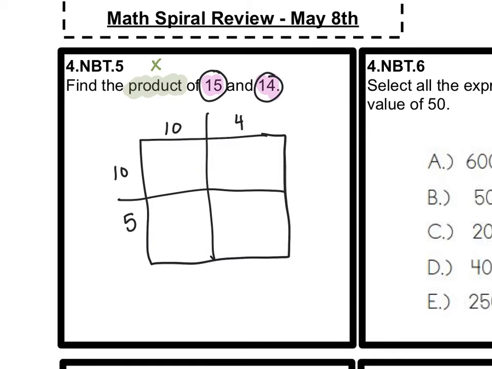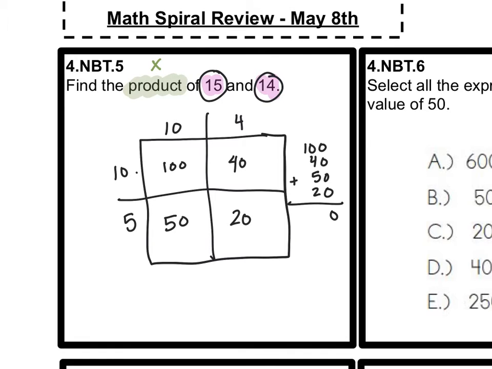So I'm going to start right here. 10 times 10 is 100. 10 times 5 is 50. 10 times 4 is going to be 40, and 4 times 5 is 20. My last step is to add these all up. So I'm going to add up 100 plus 40 plus 50 plus 20.